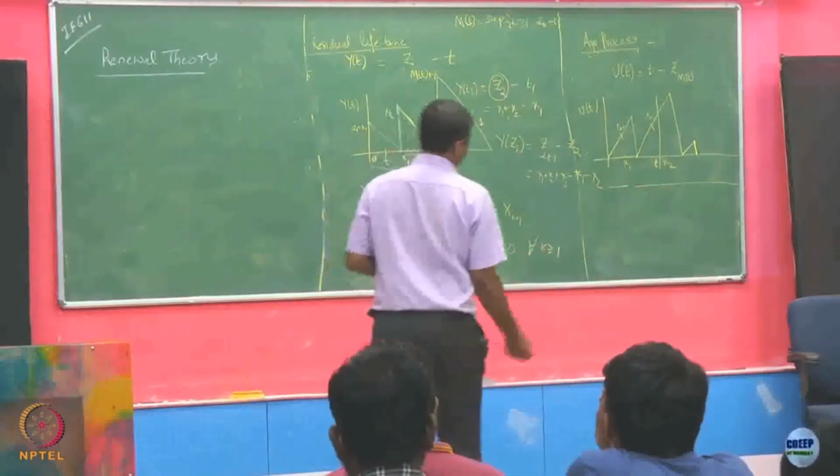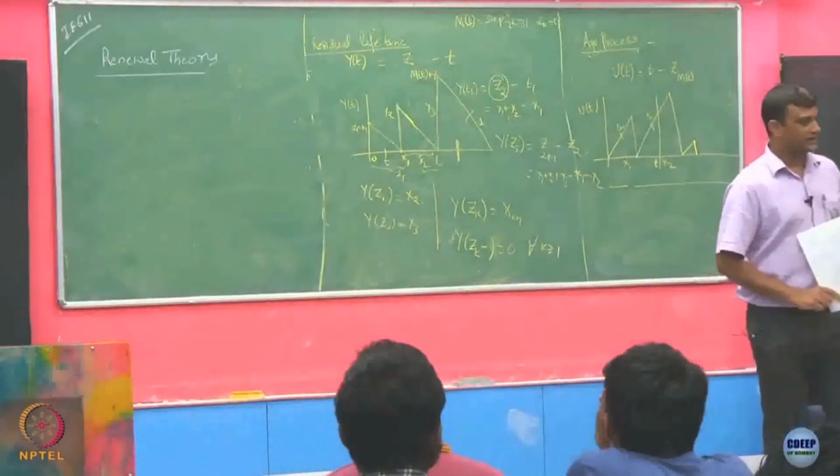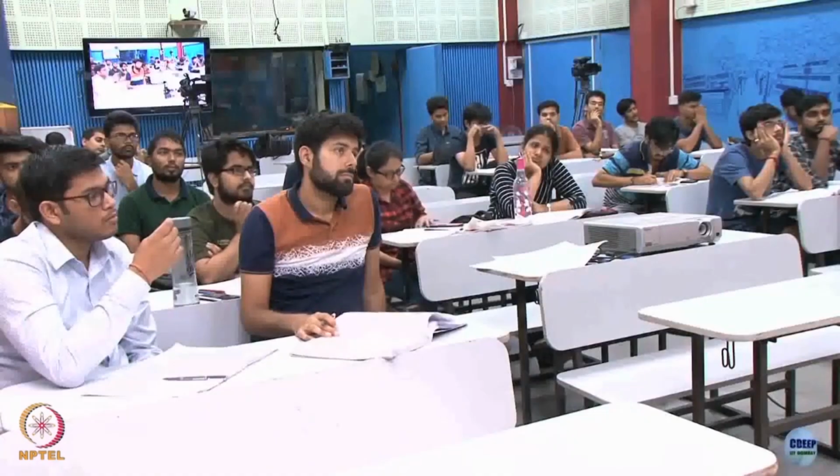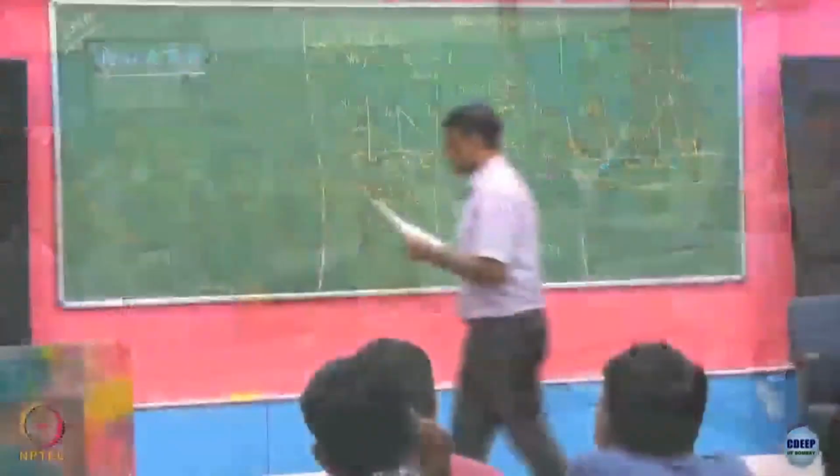But now suppose I have this information, can I compute the quantities of my interest? For example, can I compute the distribution of my Zi's? Can I compute the distribution of my M(t), and can I compute the expected value of my M(t)? Okay. So let us see how we can do that.